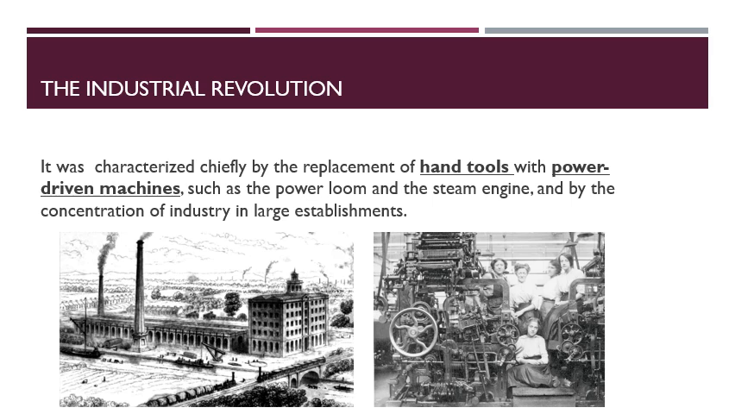One key thing to remember about the Industrial Revolution is that it was characterized by the replacement of hand tools with power-driven machines, and that production shifted from occurring in small cottage industries or in people's homes to larger buildings, which we now call factories.